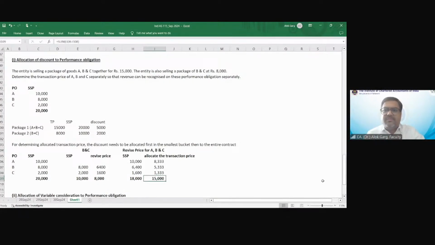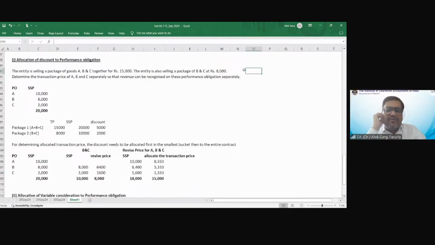Yes, sir. The same example she has asked. In case of B and C, we have arrived at 6,400 and 1,600. That is the allocated price at first instance. The difference between the transaction price of A, B, and C and B and C is 7,000. So can't we put straight away 7,000 to A? It is also a discounted price. So what is the logic then, considering such a complex calculation?